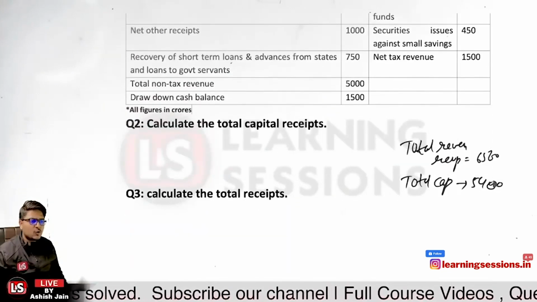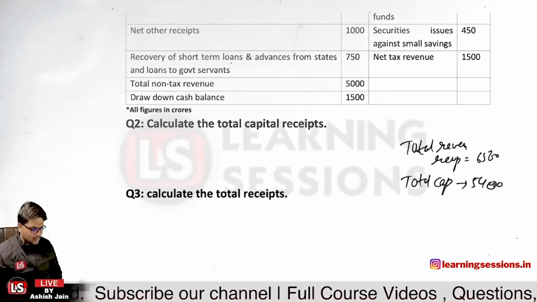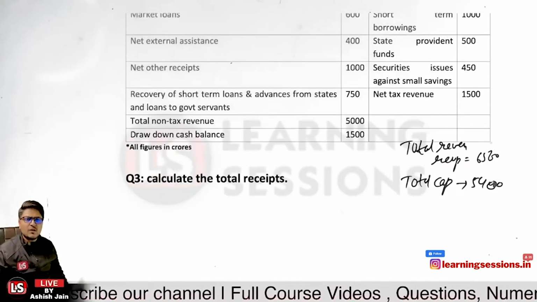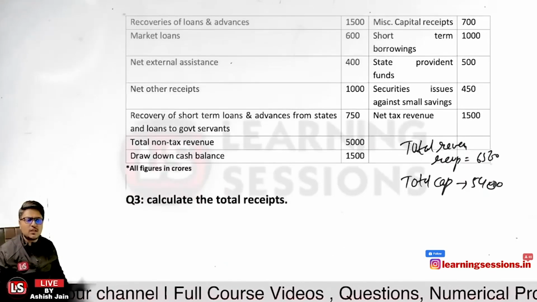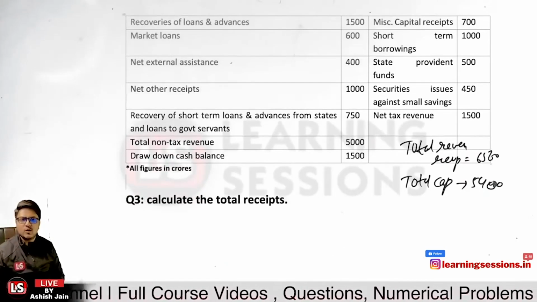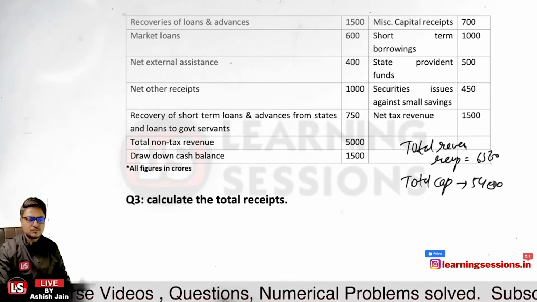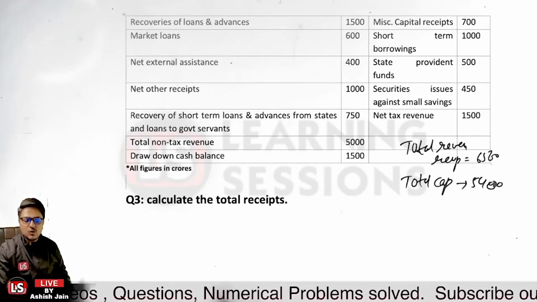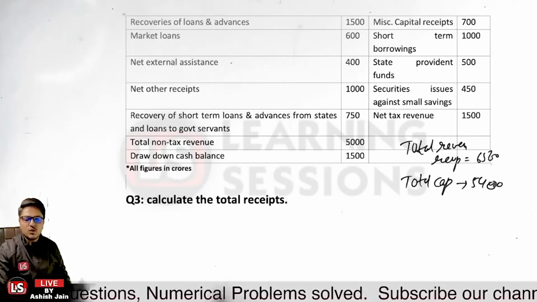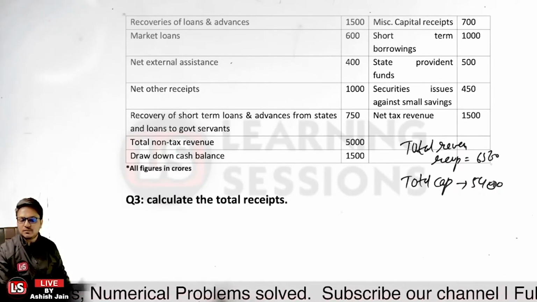Further, we will be covering question number 3, that is to calculate the total receipts. So we need to calculate the total receipts over here. Kindly please let me know the answer. What would be the amount of the total receipts? Kindly please answer at the earliest. What will be the total receipts over here?